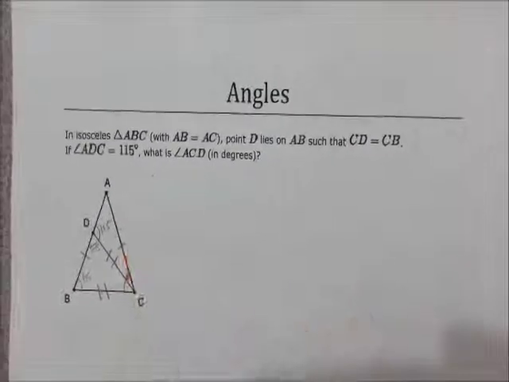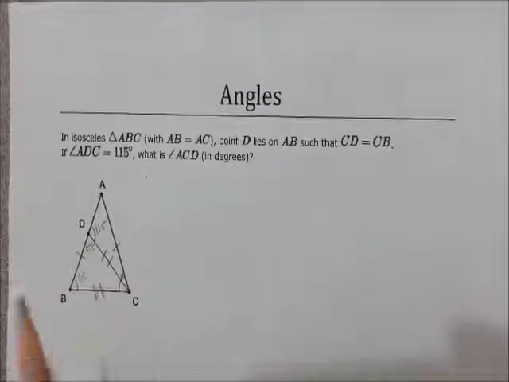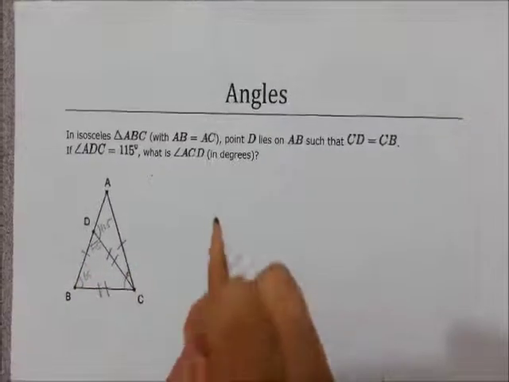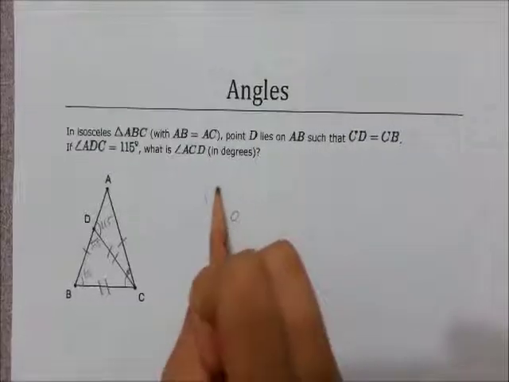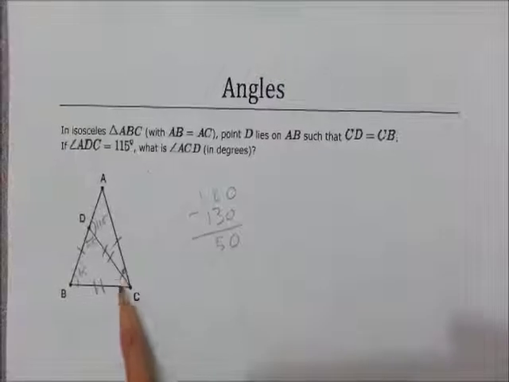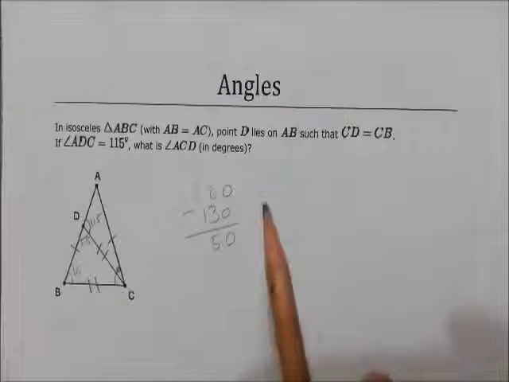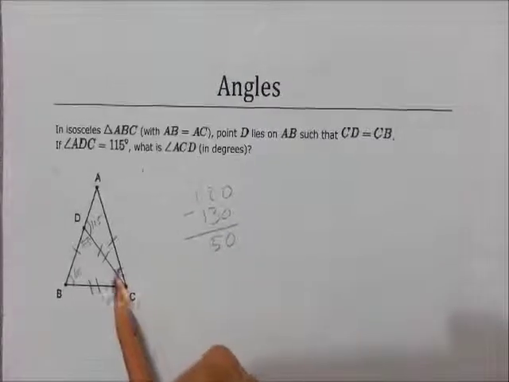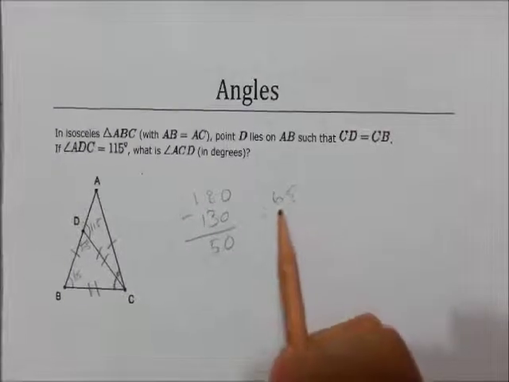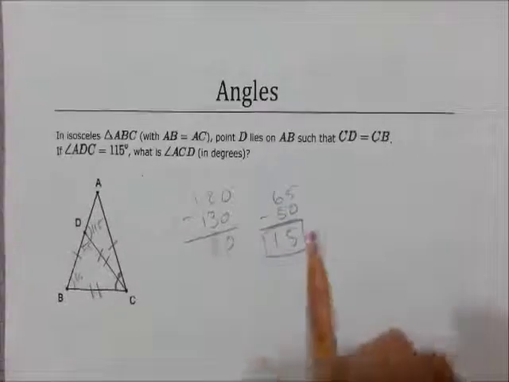So we also know that the triangle must add up to 180, and 65 plus 65 is 130. And 180 minus 130 is 50. And we know this whole thing is 65, but this part is 50. So 65 minus 50 is 15. That's our answer.